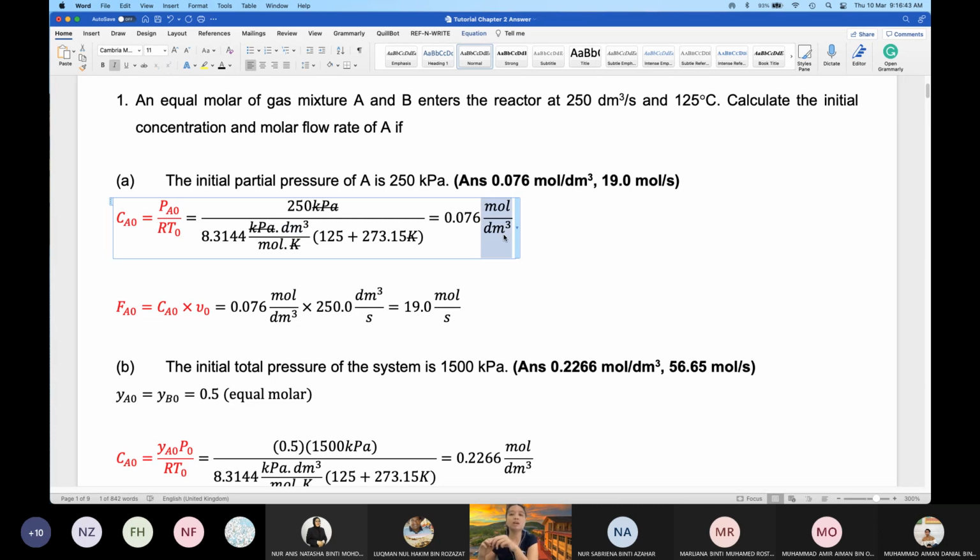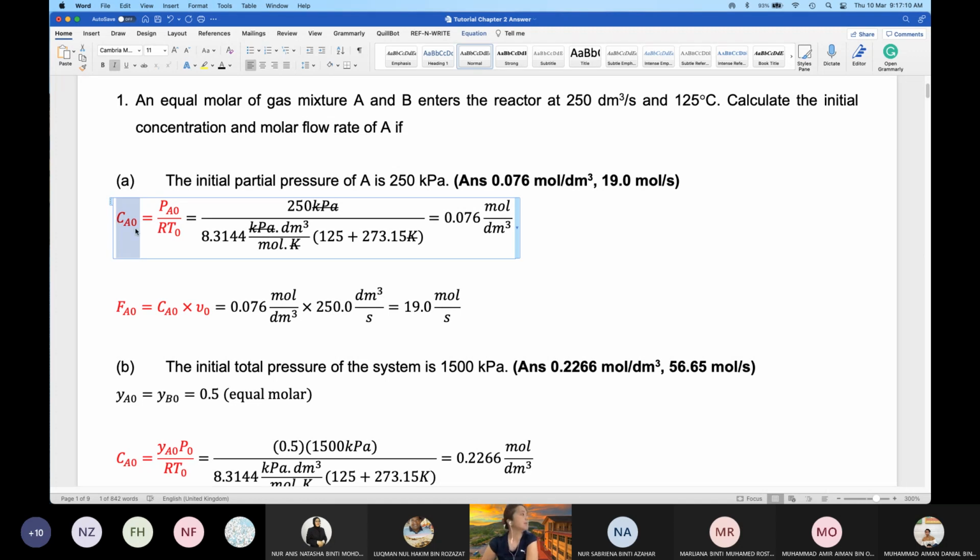So I always tell you, in a way for you to check your calculation, look at the unit. If your unit is mole per dm cubed, mole per volume, which is actually concentration, and it is indeed true, you want to find concentration, most likely your answer is correct. Okay, so most likely if the unit is consistent with the dimension of what you want to find, the formula that you use is correct.